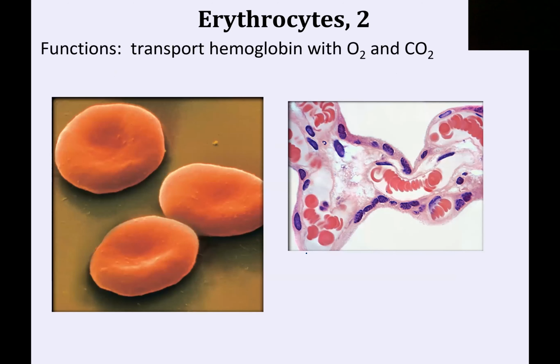The function of erythrocytes is to transport hemoglobin, which is going to bond to both oxygen and carbon dioxide. So here we see erythrocytes all lined up, passing through capillaries.